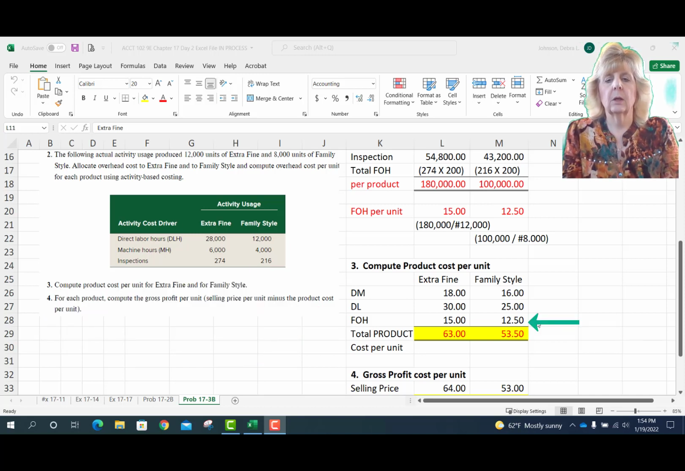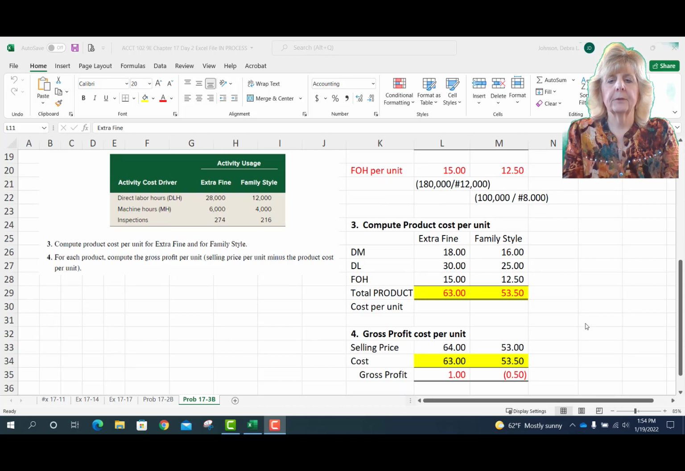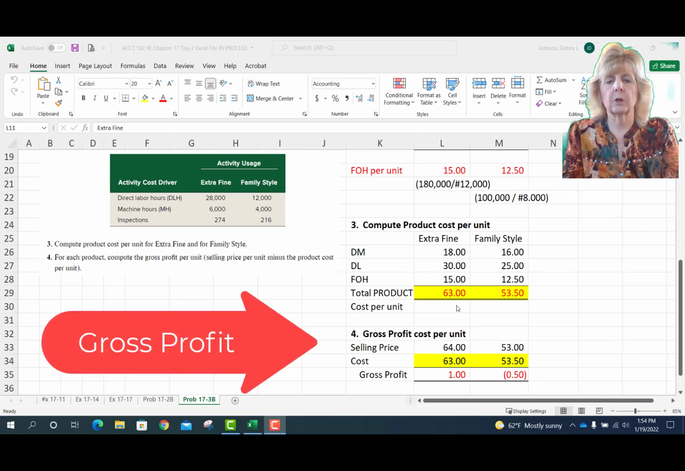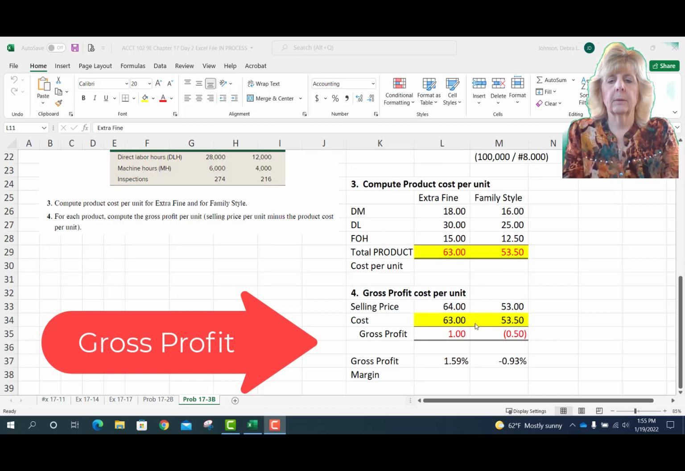In other words, the materials were given and the same for both. The labor was given and the same for both. But the factory overhead this time was based on activities that caused the cost to happen. Moving further along, we also found the gross profit margin, using the product costs of $63 and $53.50. When those product costs were used in the gross profit, we found a swing in the gross profit margins from $1 to 50 cents on the second jar.